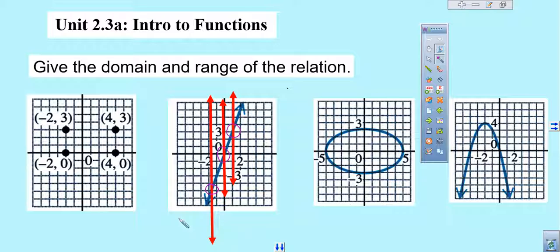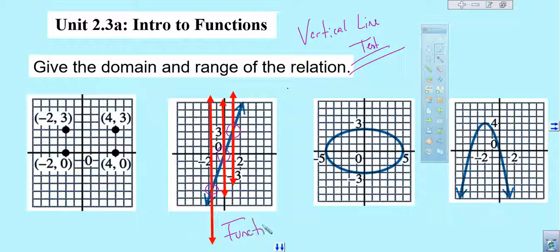So according to the vertical line test, we're discussing the vertical line test, it passes through only once at any particular point. So this relation is a function. It's a special kind of relation called a function. We already learned about what a relation and a function are.